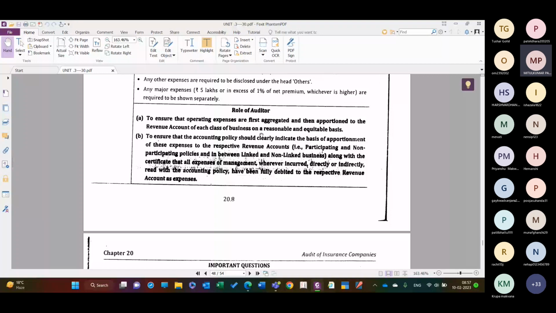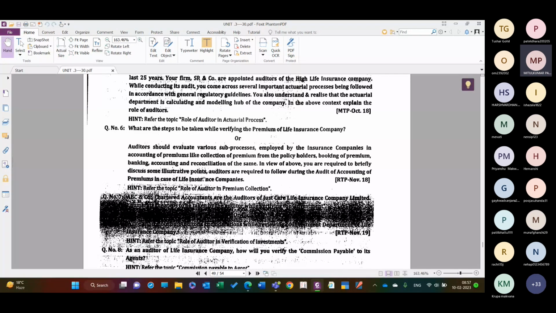To ensure that the accounting policy clearly indicates the basis of apportionment of these expenses to the respective revenue accounts. That means participating and non-participating policy, and between the linked and non-linked business, along with the certificate that all the expenses of management, wherever incurred, directly or indirectly, read with the accounting policy, have been duly debited to the respective revenue account as expense. So that's what the auditor has to see. समझ में आ रहा है बच्चों? Yes, sir. Right.